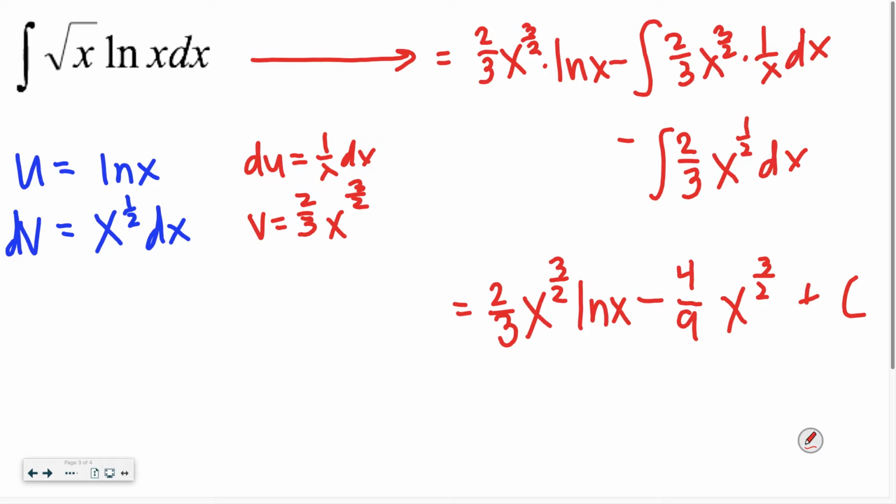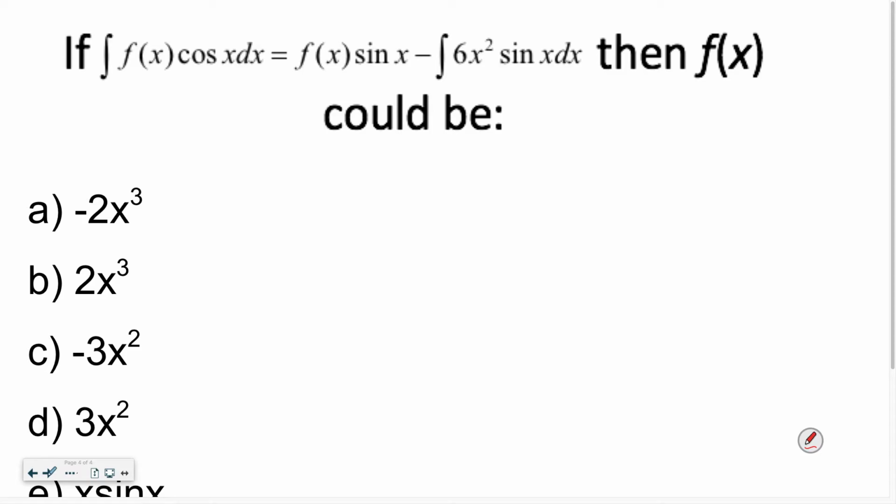Are you good with this answer? Yeah. Benjamin. Okay, this might be a dumb question, but I'm kind of drawing a blank here. For u dv on the right side of the arrow, why is it 2/3 x to the 3/2 if u is radical x? U is natural log of x. And v is 2/3 x to the 3/2. Oh yeah, that's right. I don't know why this is happening today.